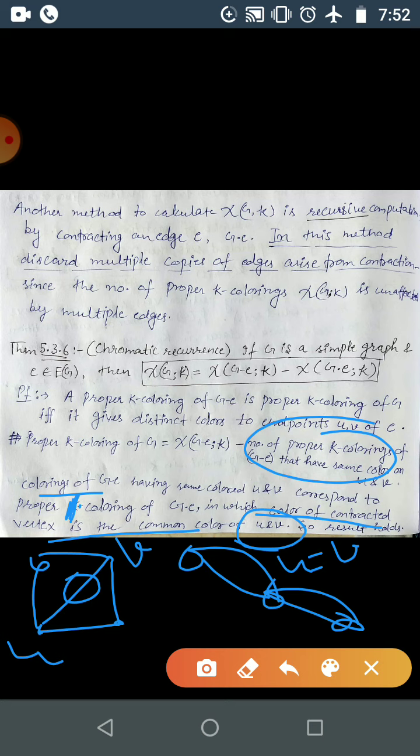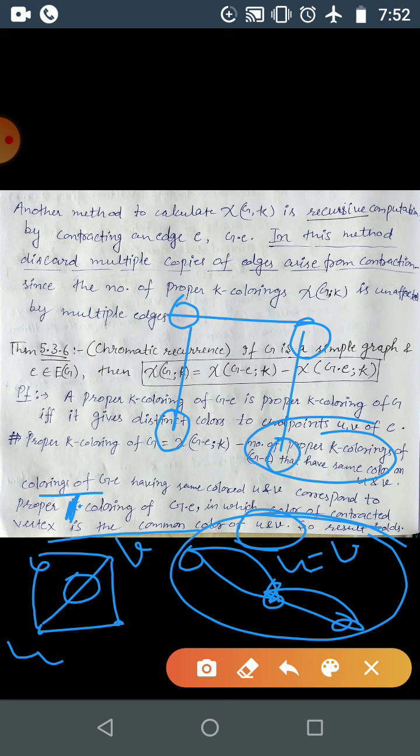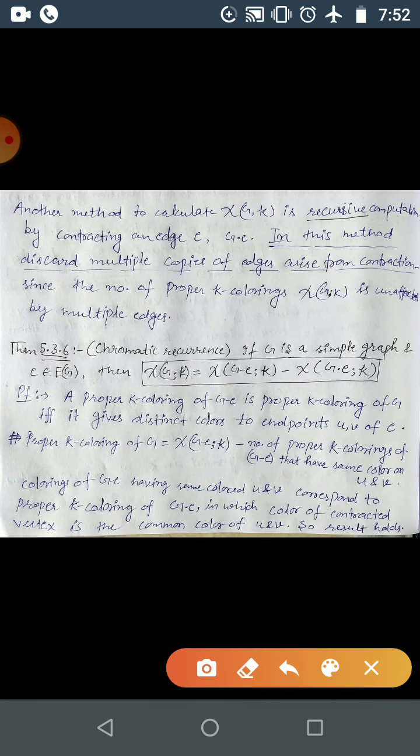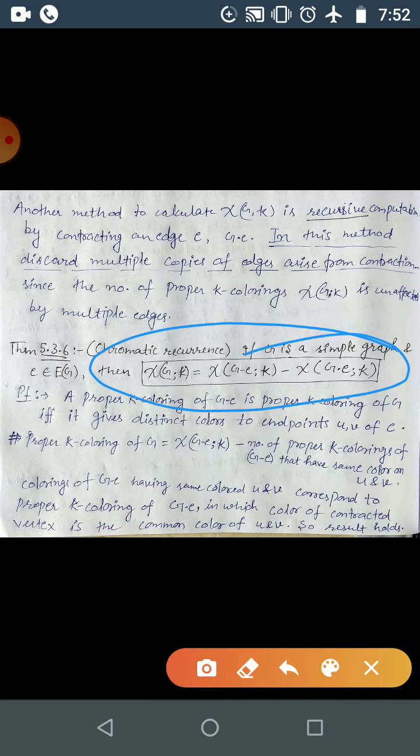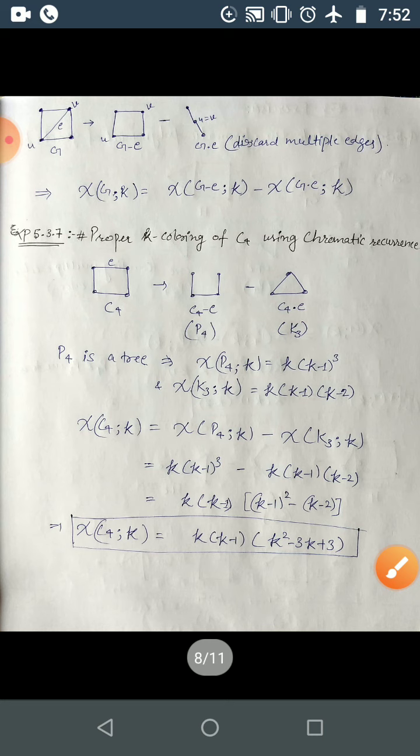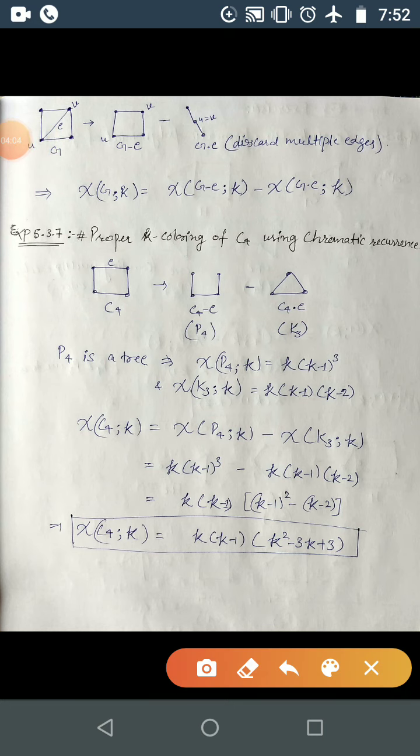So the number of proper colorings of this graph with the same color is subtracted from the proper colorings of this graph, G minus E. Then you get this one, and this is the chromatic polynomial for G dot E, the contracted E, and that is why this result holds. I hope you understood. I just explained it again.